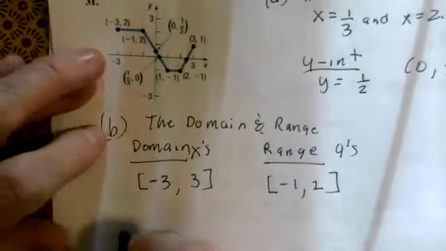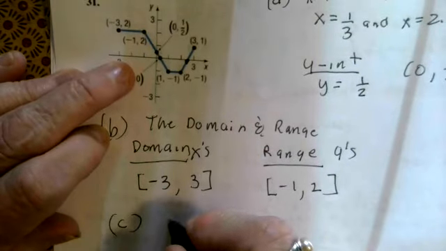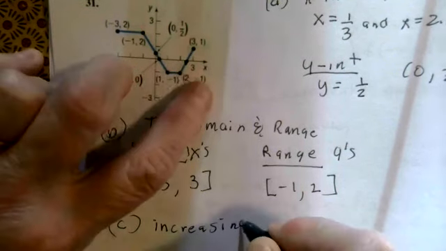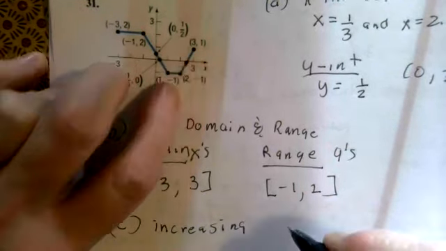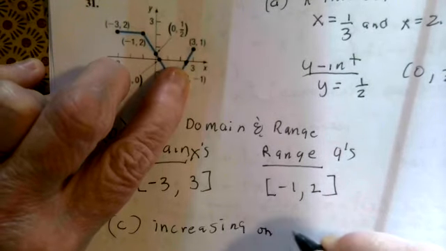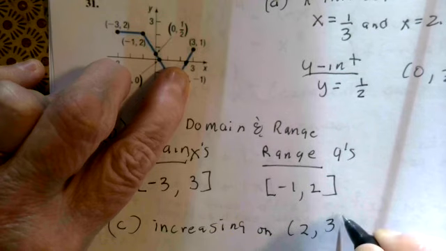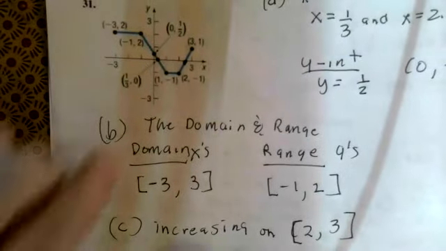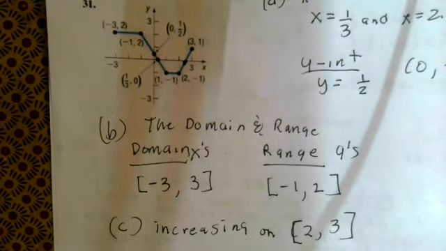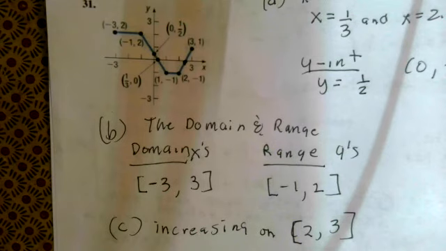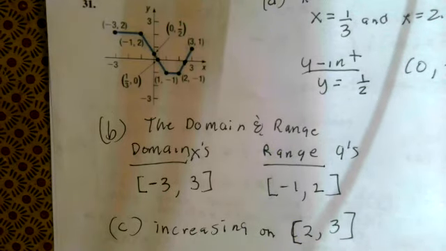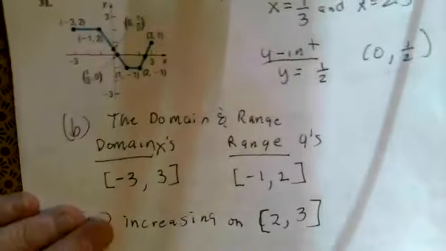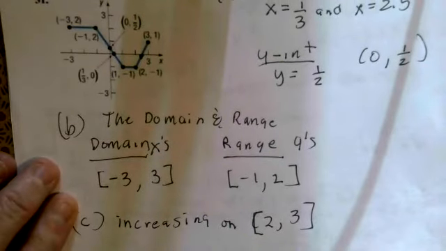Now, the next question says the intervals on which the function is increasing, decreasing, or constant. So let's look at this. It's increasing right here. So that's from x equal 2 to 3. And it doesn't matter. You can put brackets or you can put parentheses, because we're really talking about what it's doing on an interval, not so much at the end point. So you can either include them or not include them. I don't know which one the MyMathLab homework wants. It might want it like this.